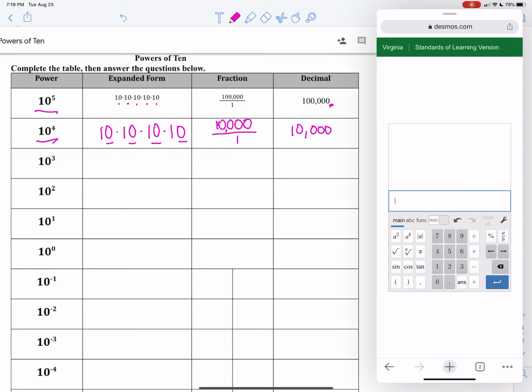And you can use a calculator for this if you wanted to. You could type in 10, and then you're going to hit the A to the B button to give you an exponent mode, and then type in 4. And it would tell you that that would be 10,000. So that's going to tell you your decimal.